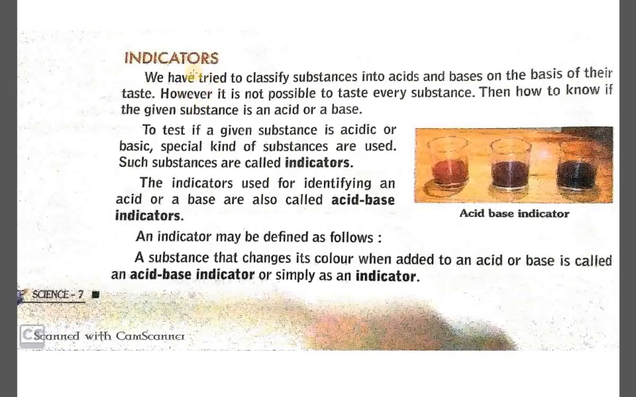Now, this is the part of your book which I have discussed just now. If you can read it over here, to test if a given substance is acidic or basic, special kinds of substances are used, and such substances are called indicators. The indicators used for identifying an acid or a base are also called acid-base indicators. So, we may define it as a substance that changes its color when added to an acid or base, called an acid-base indicator, or simply an indicator.